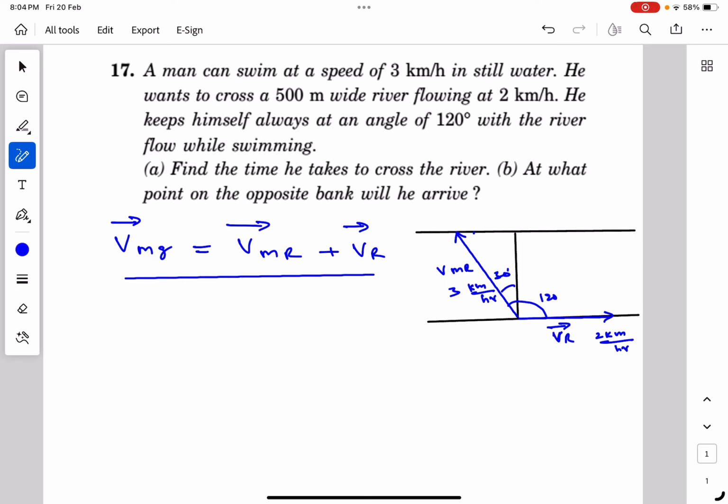So this is velocity of man with respect to river. Let us add to it velocity of river. This is velocity of river. And now let us join. This is velocity of man with respect to ground. Velocity of river is given to us, 2 kilometers per hour. The width of the river is 500 meters.